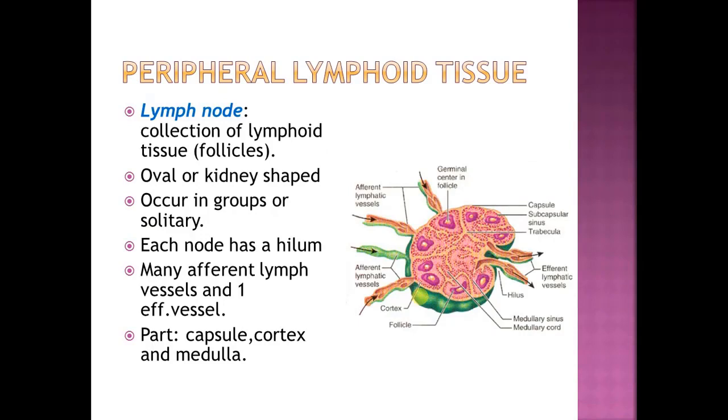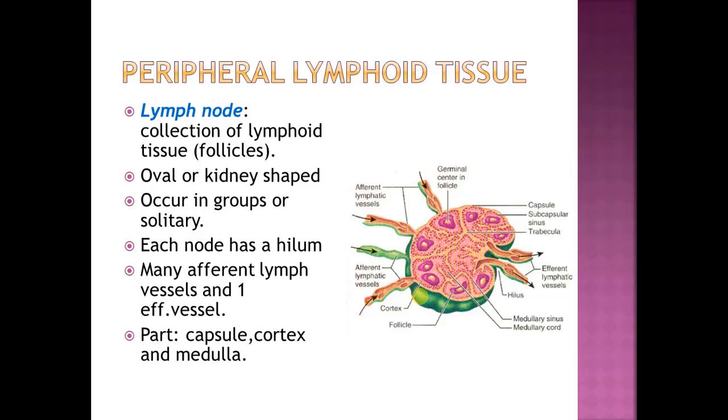Central lymphoid tissue we have seen: one is the bone marrow and the other is the thymus. These are the main source of the lymphocytes of our body. In the fetal period, even the liver and spleen also produce them, but later it is restricted only to the bone marrow.